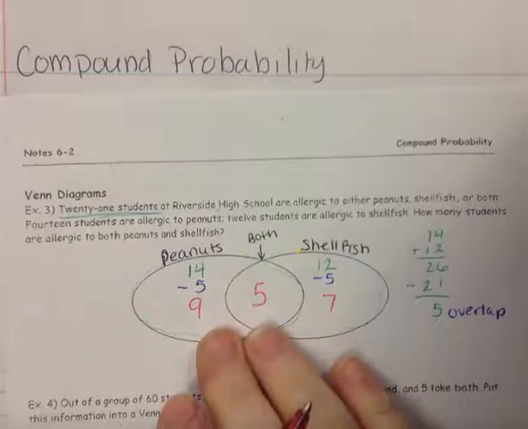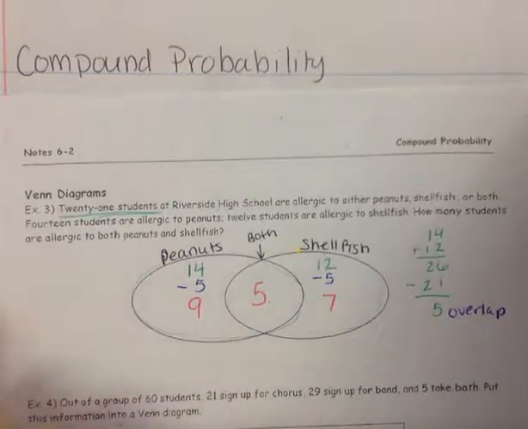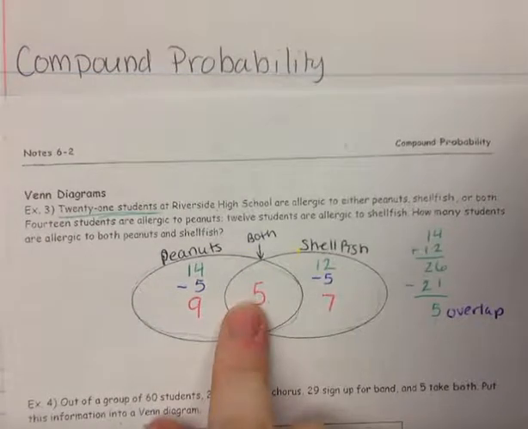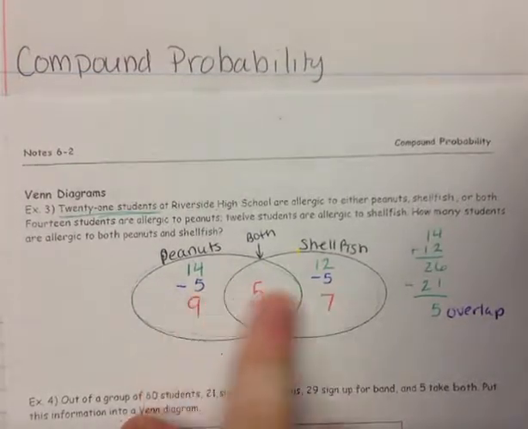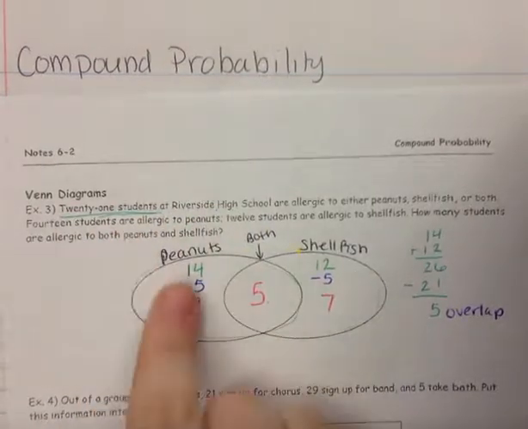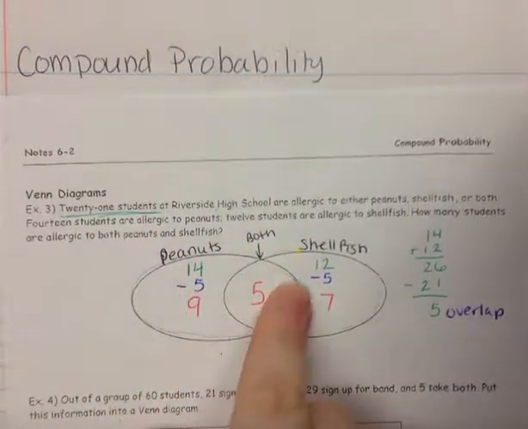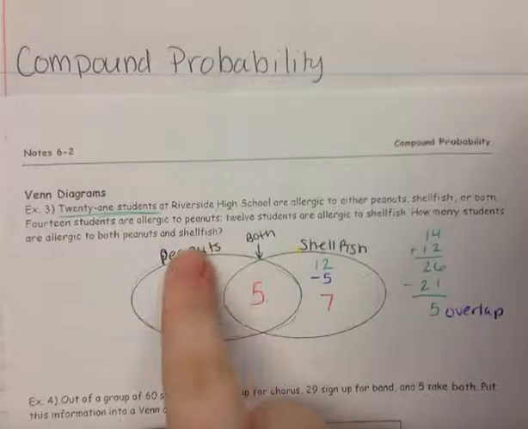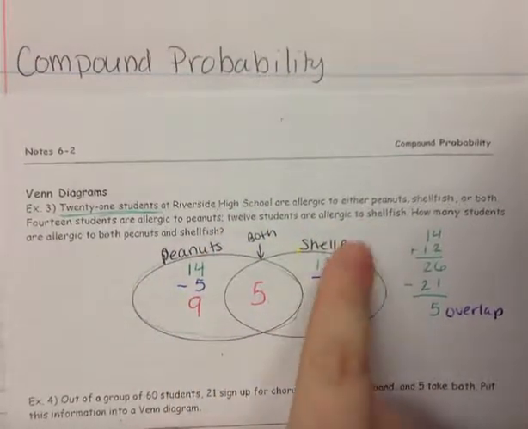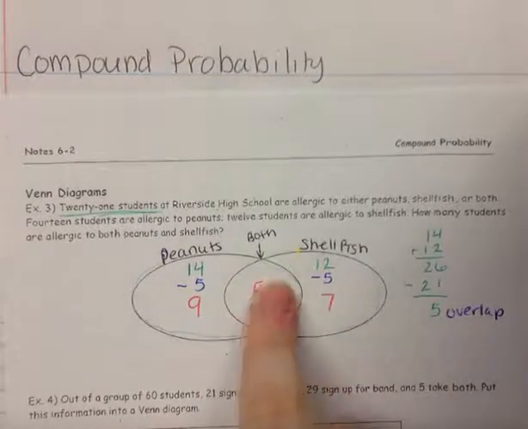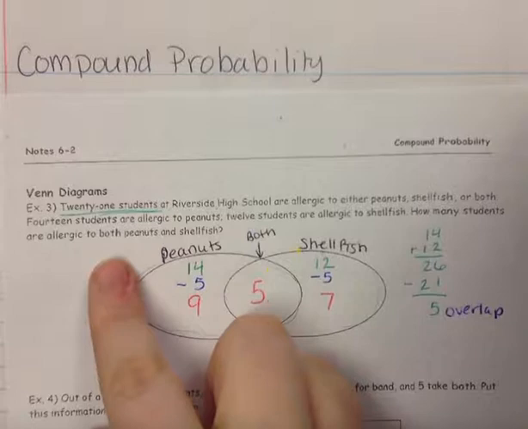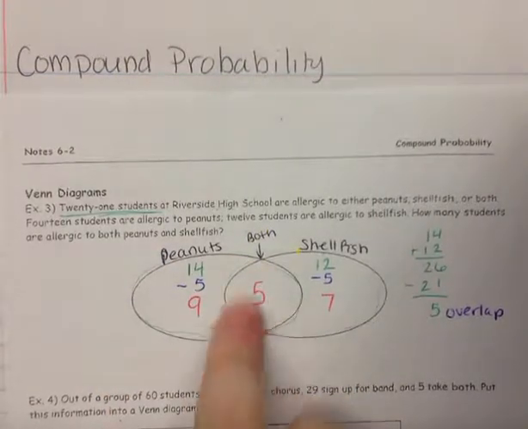So what does this really mean? We know we have 21 students that are allergic. So we have 9, 5, and 7. Those add up to 21. We know we have 14 students allergic to peanuts. So we have, in this entire oval, 9 and 5 give us the 14. 12 are allergic to shellfish. We have, in this entire circle, 7 and 5 give us the 12. The question was, how many students are allergic to both? 5 students are allergic to both.